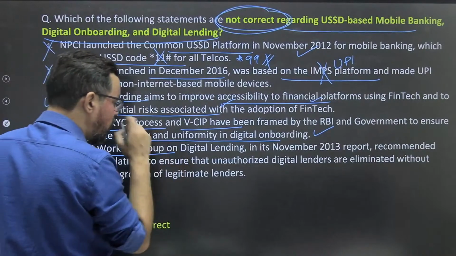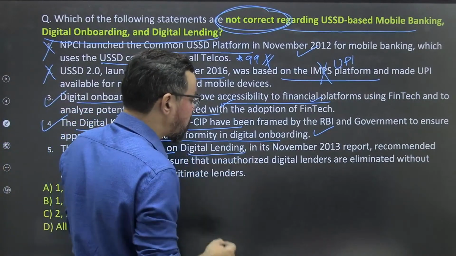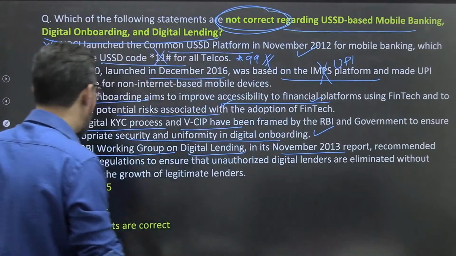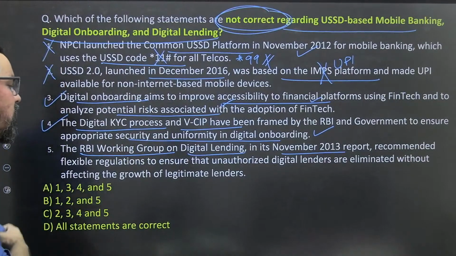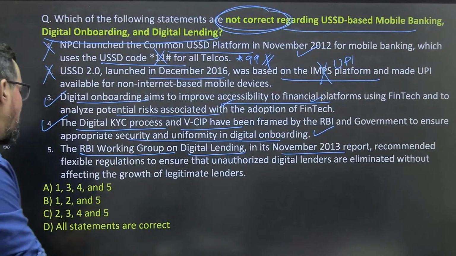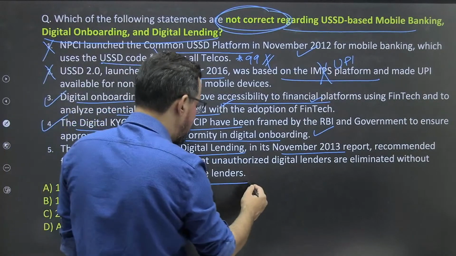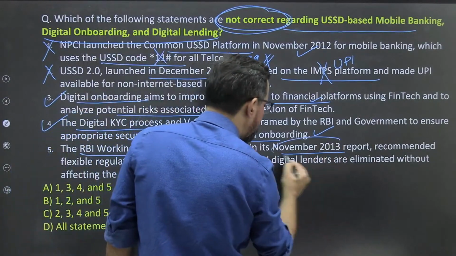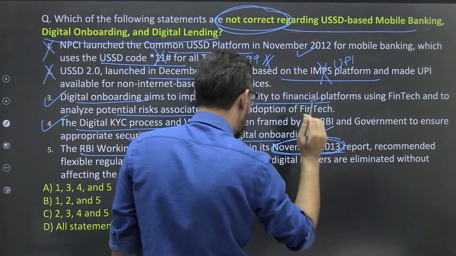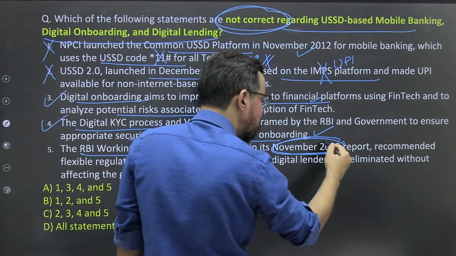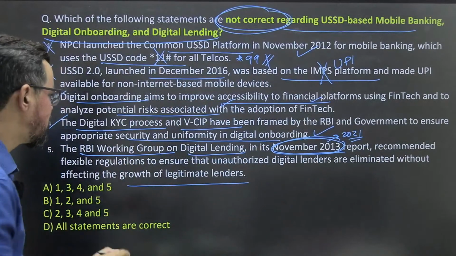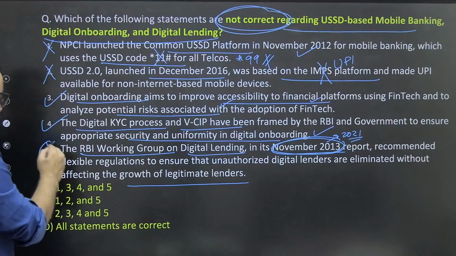RBI working group on digital lending in its November 2013 report recommended flexible regulation to ensure that unauthorized digital lenders are eliminated without affecting the growth of legitimate lenders. The statement is correct, but this is not the one. The year is around 2021 or somewhere. I guess this is a bit doubtful and we'll recheck this one.